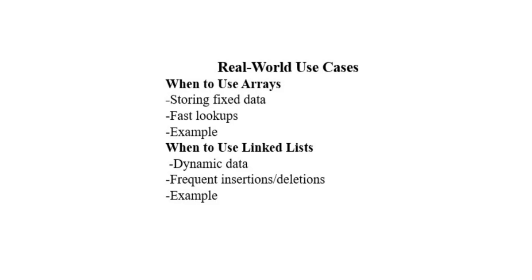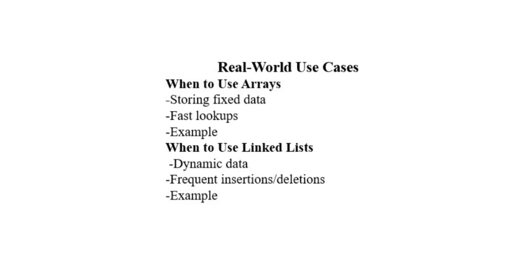So coming to the real world use cases. When to use arrays: storing fixed data. If you know the size won't change, like a list of days in a week or months in a year, you can use arrays. And if you want to quickly access elements by index, arrays are perfect, like accessing pixel data in an image or game scores in a leaderboard. For example, in a weather app, you might store the temperature for the next 7 days in an array because the size is fixed and you need quick access to, say, Wednesday's temperature.